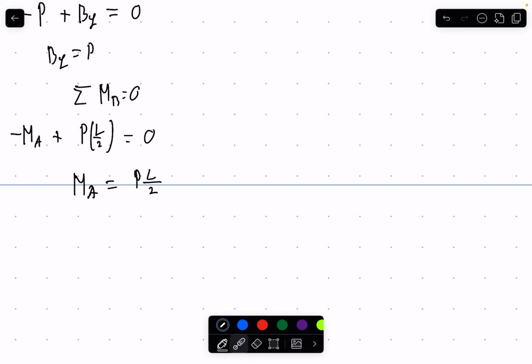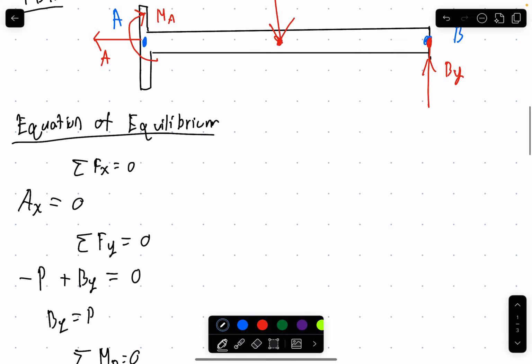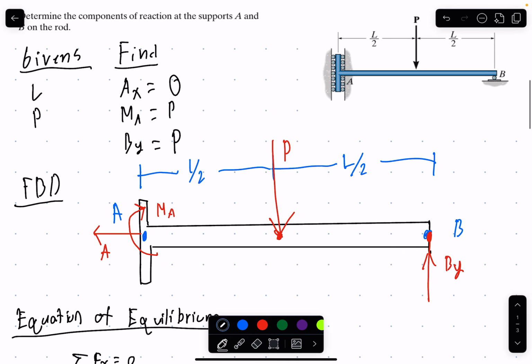As we can see, like I mentioned earlier, since we know moments are a force times a distance, we have our force P here, and we have our distance L. So we know that we have the right units, the right dimensions, I should say, for this answer. That should be our final answer, PL over 2. We found all the find variables, and we're done.